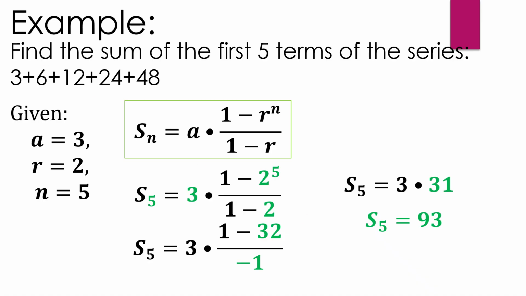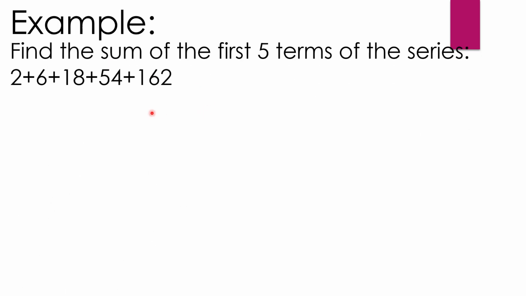Next example. Find the sum of the first 5 terms of the series 2 plus 6 plus 18 plus 54 plus 162. Again, let's list down all the given. Our first term is 2, the common ratio is 3, and n is 5. The common ratio is 3: 2 times 3 is 6, times 3 is 18, times 3 is 54, and times 3 is 162.